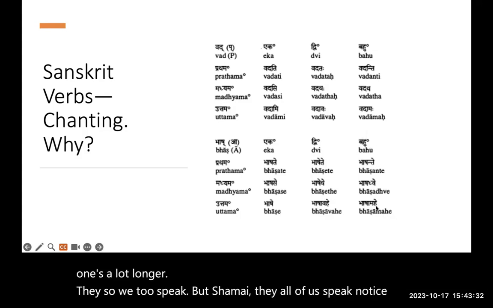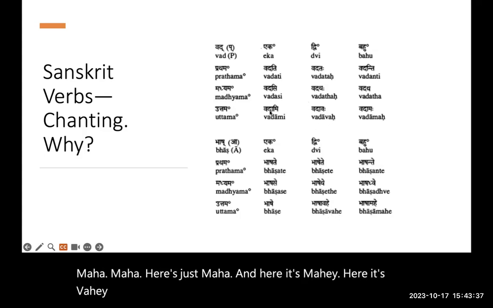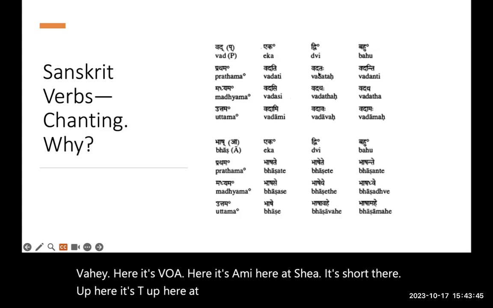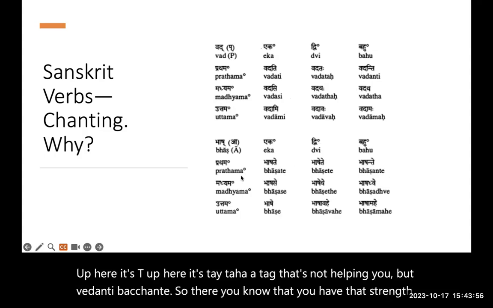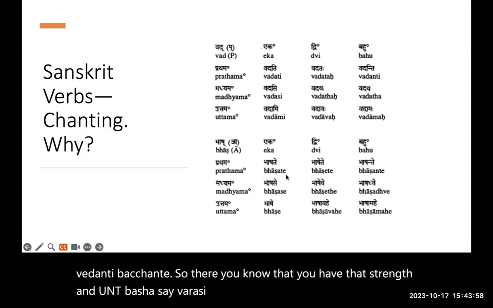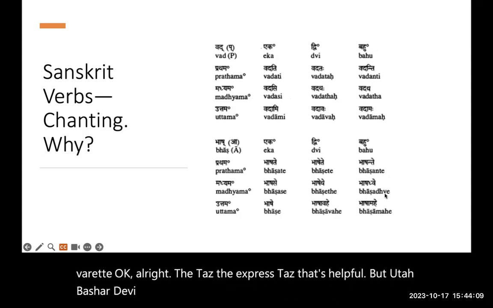Notice maha, maha. Here it's just maha, and here it's mahe. Here it's vahe, here it's va. Here it's ami, here it's e. It's short there. Up here it's ti, up here it's te. Tah, ete, that's not helping you. But vadanti, bhashante. So there you know that you have that strengthened nt. Bhashase, vadasi. Okay, I can see those together. Vadathah, bhashethe. Oh, okay. The tas, the expressed tas. That's helpful. Vadatha, bhashadhve. All right. I'm on my own on that one.